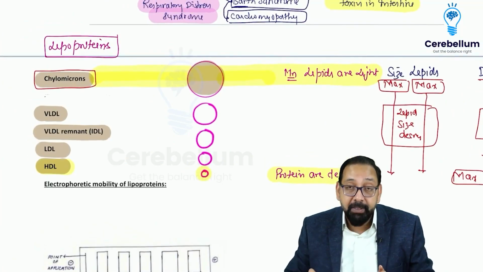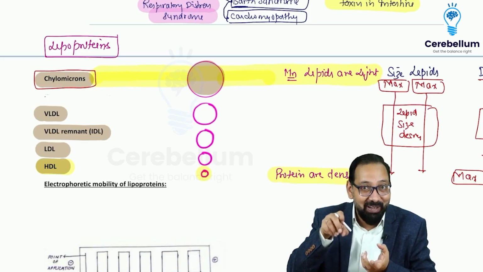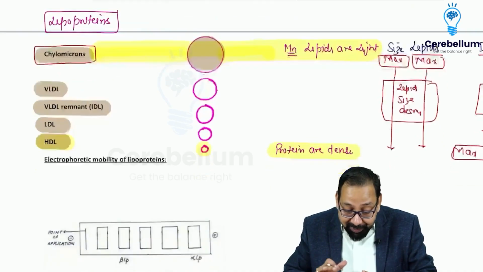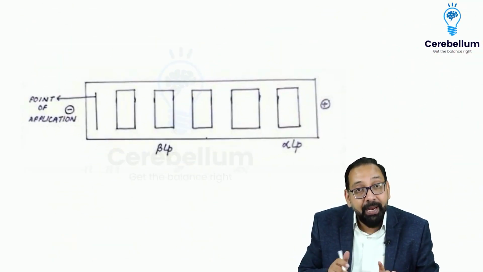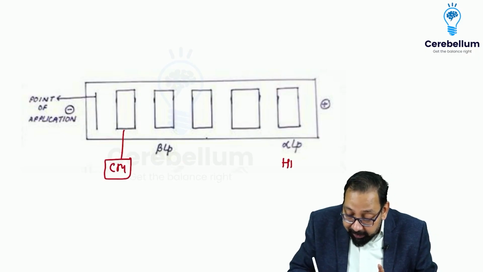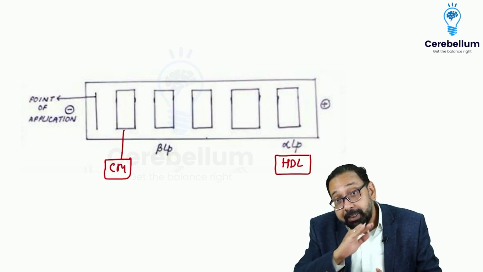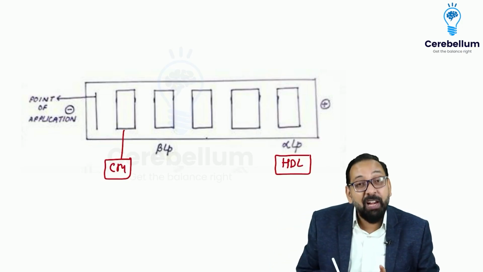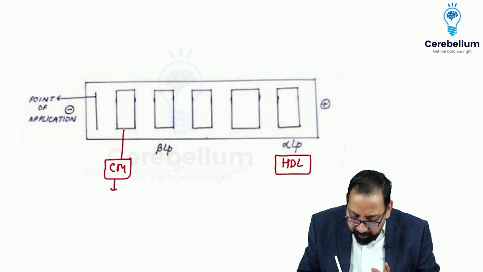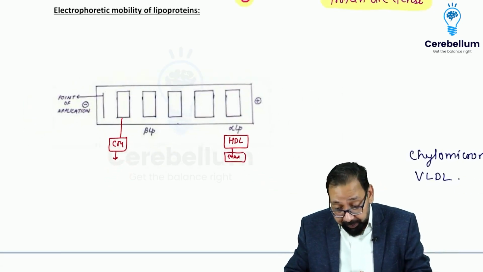We know that lipids are light. Why light? Because butter floats over buttermilk since it is light. And if you do electrophoresis of these lipoproteins, you will find that chylomicron will move least and HDL will move maximum. HDL has the highest mobility, chylomicron the least movement. So remember: least movement chylomicron, maximum movement HDL on electrophoresis.